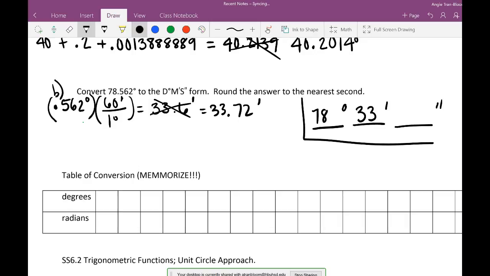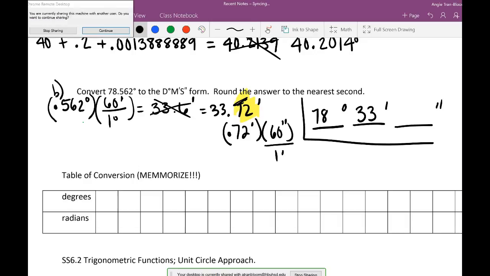What's left? Yeah, this thing right here. Oh, I meant to highlight this right here. Okay, this is 0.72 of a minute. Guys, I need to convert that all to what? Seconds. What do I multiply? 60 again, right? So 60 over 1, and this is minutes over seconds, like that.